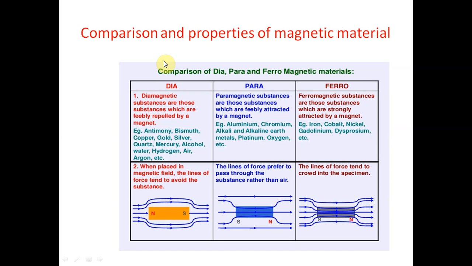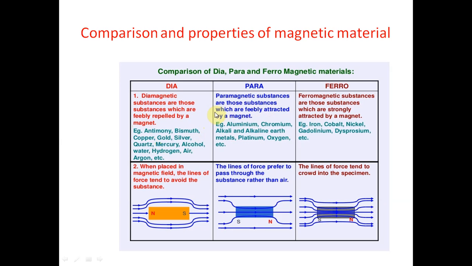Now we will see the different properties and compare these properties with each other with the help of this table. In the first column is diamagnetic material, second column paramagnetic material, third column ferromagnetic material. The first difference is of definition and examples. So what is diamagnetic material? Those substances which are feebly repelled by a magnet. And examples are antimony, bismuth, copper, gold, silver, quartz, mercury and alcohol.